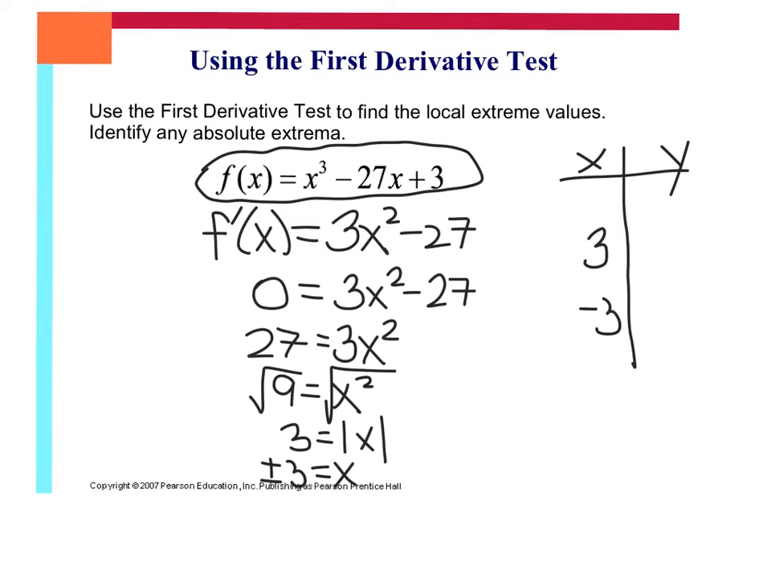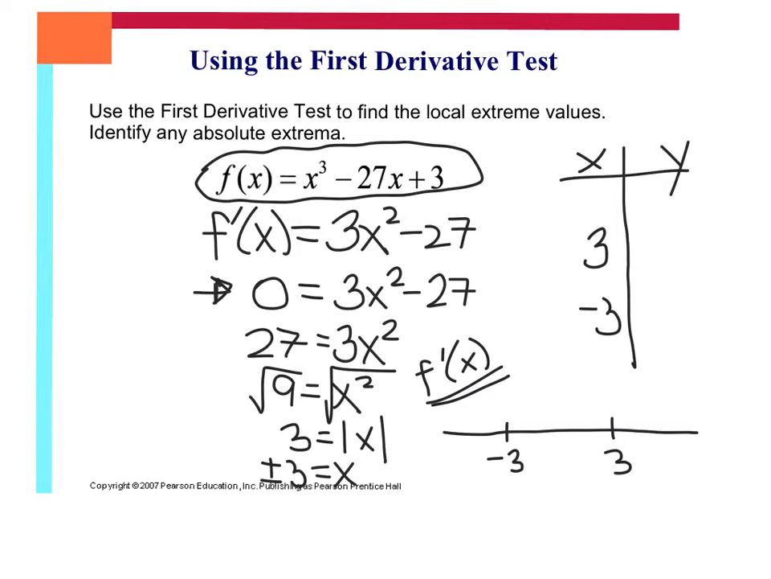Now, if we were doing the closed interval test, or the candidates test, we would substitute these values back into the original equation and determine a max or min. Now, the new technique we're learning today is we're still going to use these points, but now we're going to make a sign chart, a first derivative sign chart. And on our sign chart, we're going to place our critical points. And we're going to be determining to the left and the right what the sign value of the first derivative is.